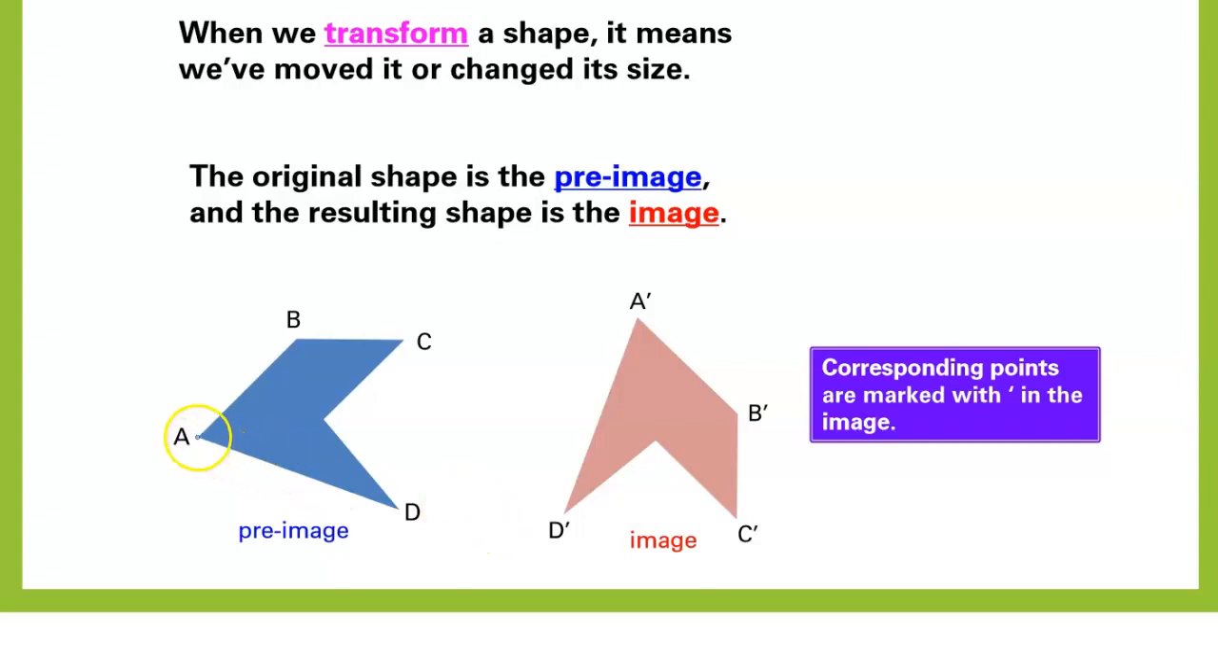This one is a rotation. You can tell because this A point was at a different orientation. We rotated it up to be on the top. Similarly, the B rotated over here, the C rotated, and the D rotated like this.